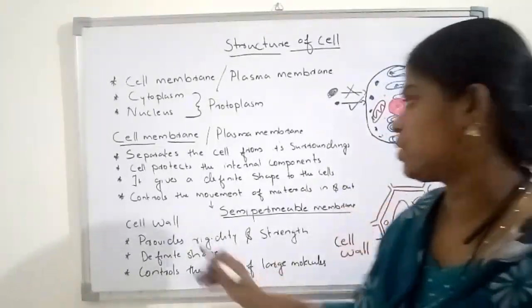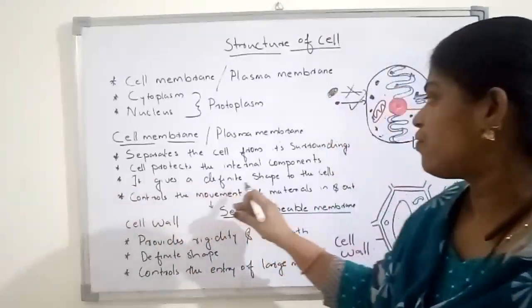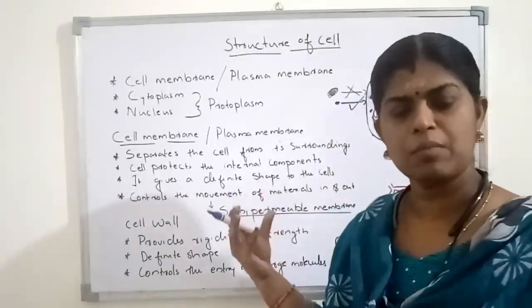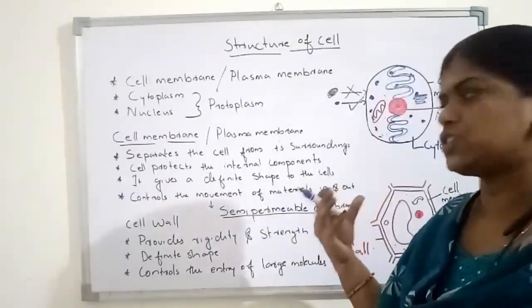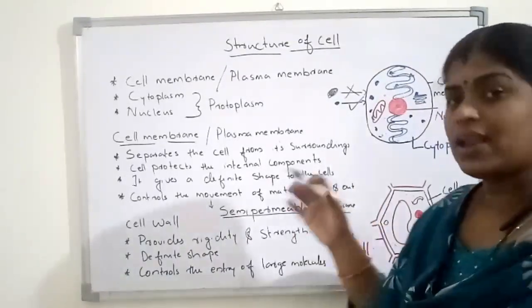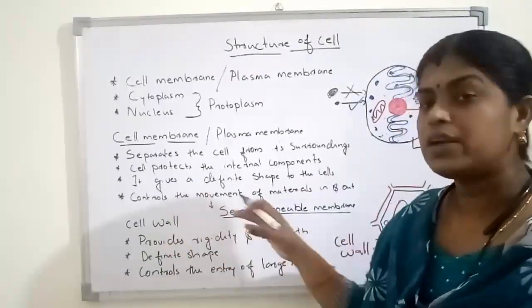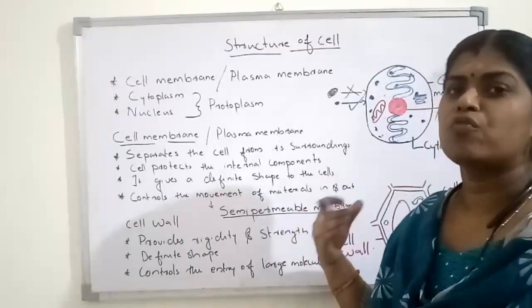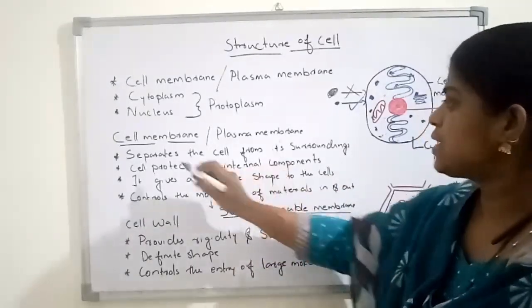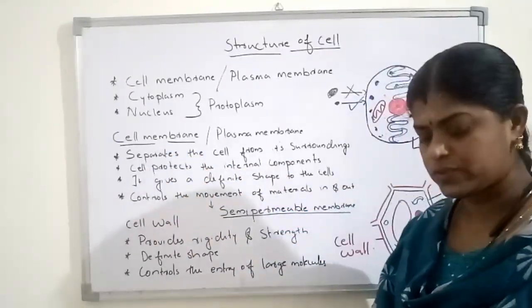That is the second function. And because of the cell membrane, the cell gets a definite shape. And as I have told you before, it controls the in and out movement of the materials. So these are the major functions of cell membrane.